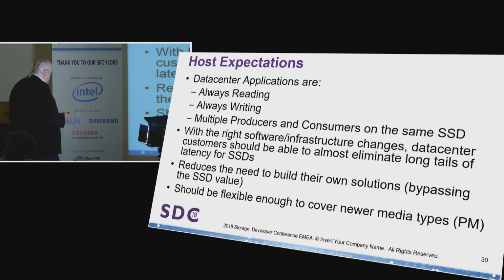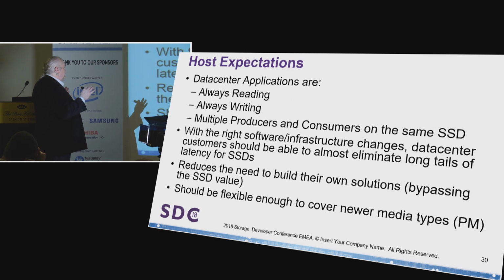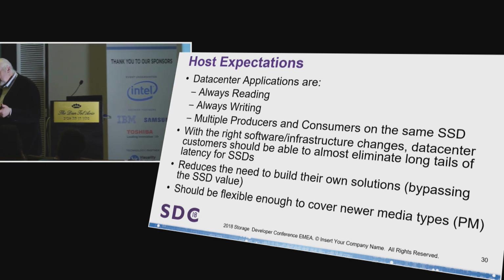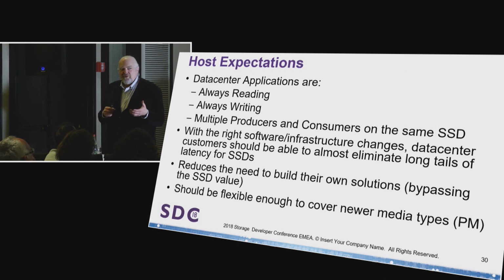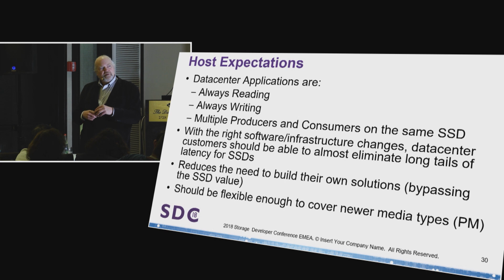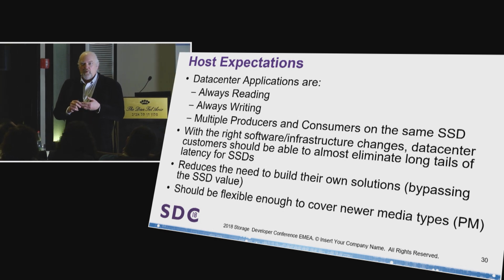So data center applications, the truth is they're always reading, they're always writing. You've got multiple producers and consumers on the same SSD, but with the right infrastructure changes, those data center customers should be able to almost eliminate these long tails of latency. And that's really what they were trying to fix when they went and proposed the open channel stuff, okay? They thought, well, gee, I'm going to have to take over the whole control of the drive in order to eliminate these long tails. But 2 years ago, Facebook, Google, Microsoft Azure, and even Amazon came to the NVMe board and said, look, we know you want to protect the value you've put down into your SSD firmware, your markets, everything else, your ecosystem. We really don't want to destroy all that. But we will if you don't create a standard that works for us. So that's what we did.